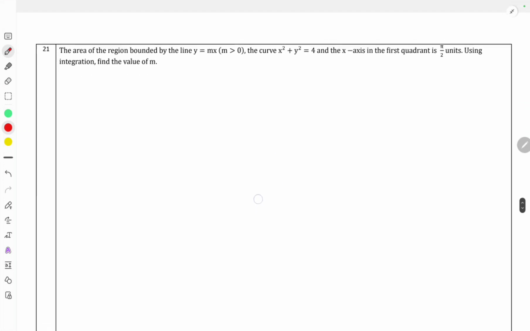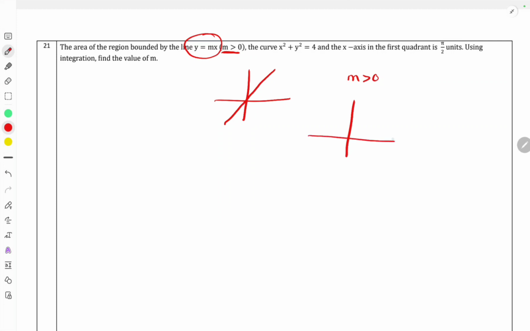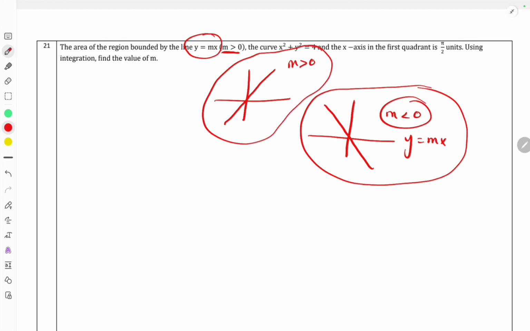Now the 21st question: the area of the region bounded by the line y equal to mx. See here, m is positive. Y equal to mx means it passes through the origin. So if this slope is positive, it will be like this. If this slope is negative, then it will be like this. M less than 0, y equal to mx, this is case 1, and m greater than 0 means it will be like this.